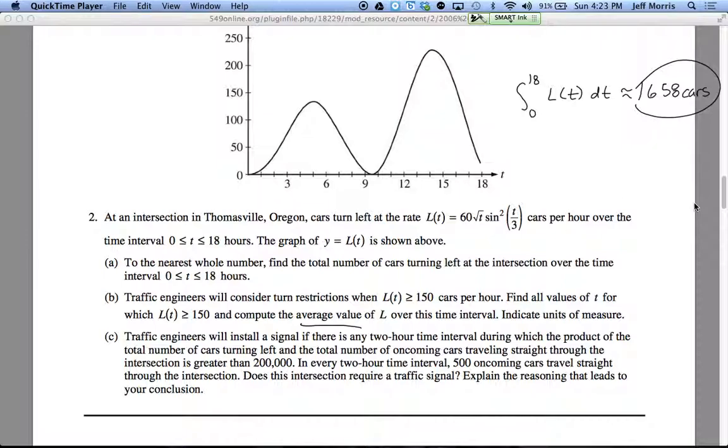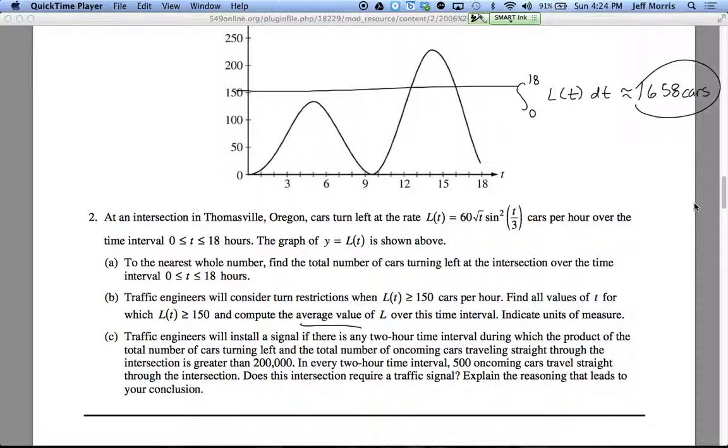All right, traffic engineers. This is an interesting problem because it applies a little bit of pre-calc algebra. It says traffic engineers will consider the restrictions when L of t is greater than or equal to 150. All right, 150 is right here. Whenever we're greater than 150, that's when they're going to consider the restrictions. You need to figure out when that happens first. How can I use my calculator to figure out when we're greater than 150? I know when we're above 150, but I've got to be able to answer the question, when we're at 150.